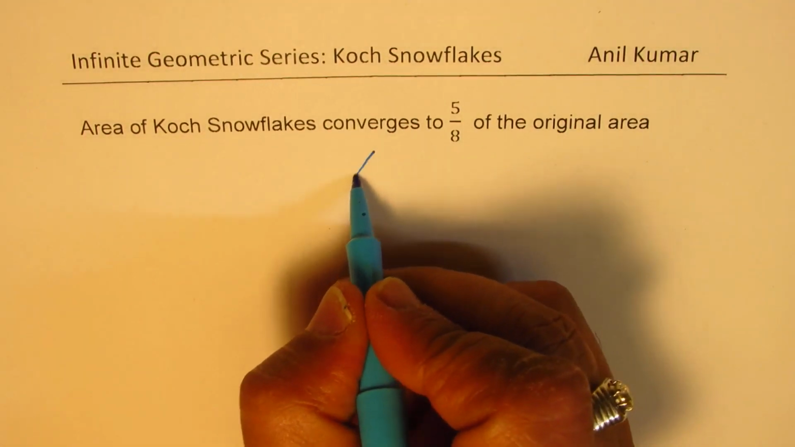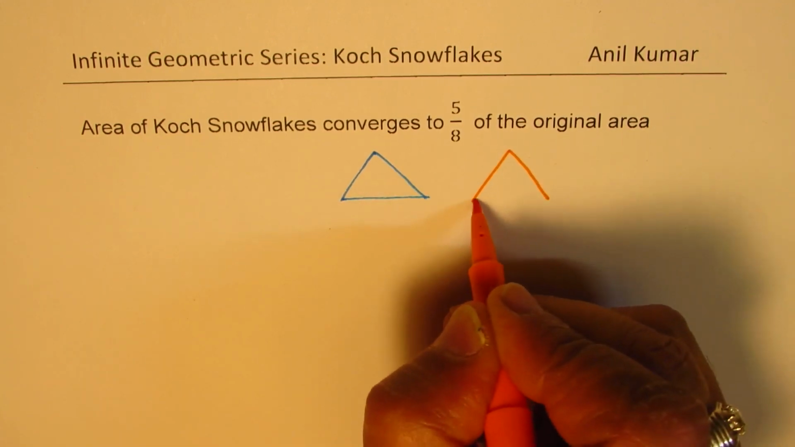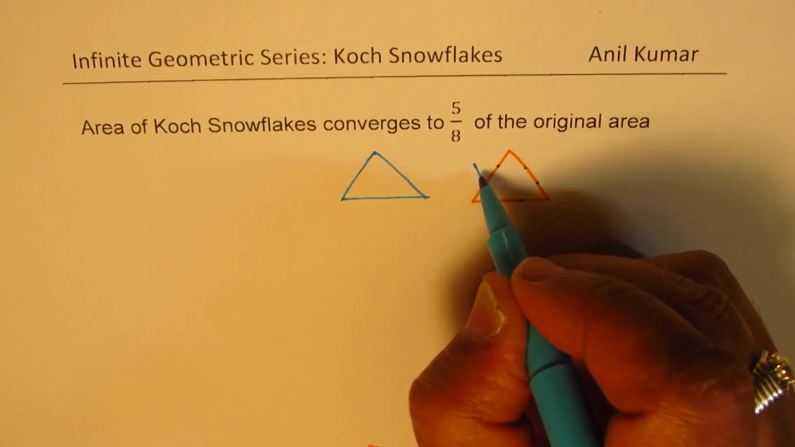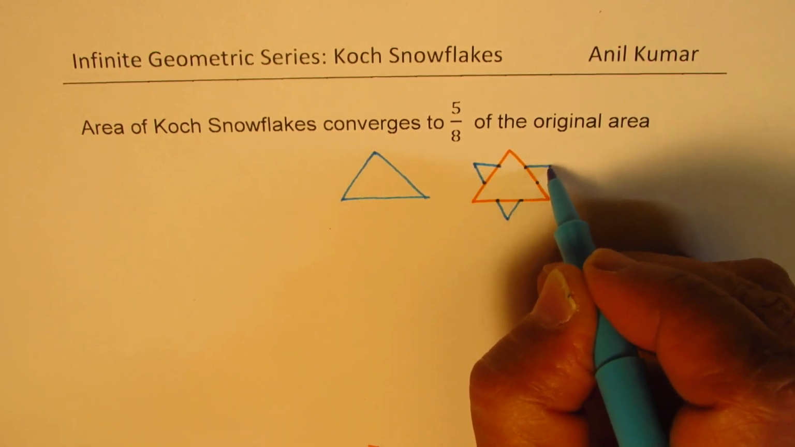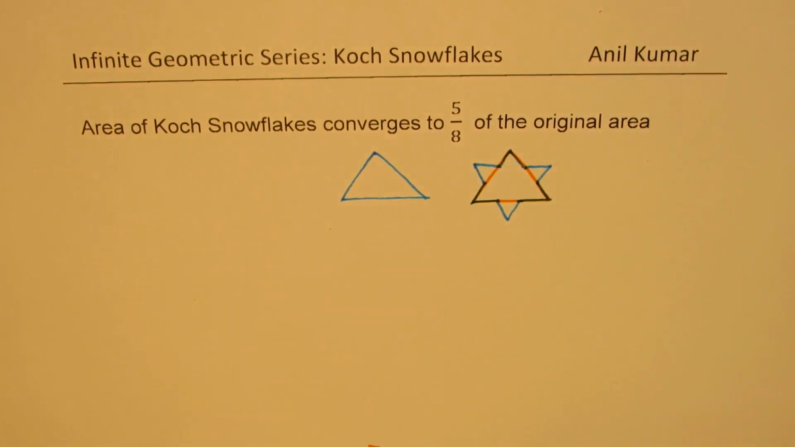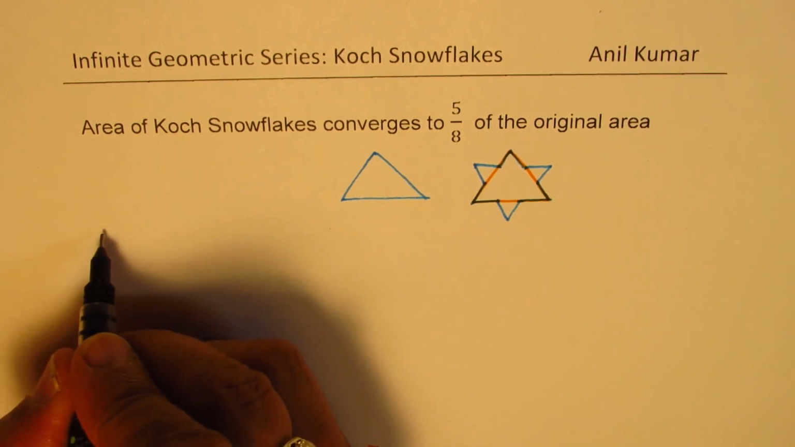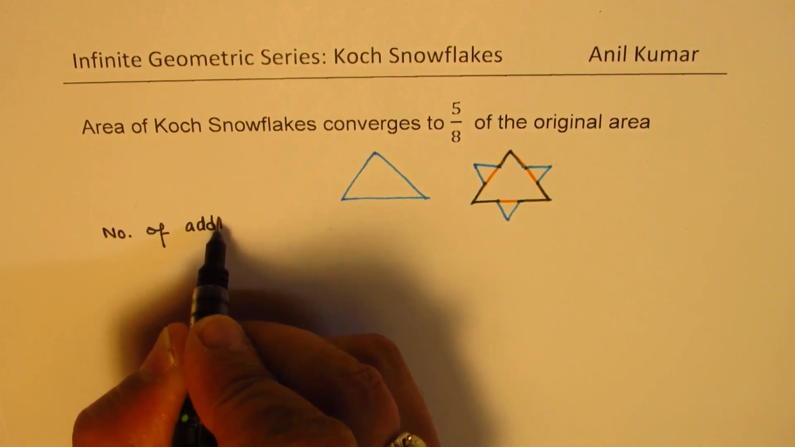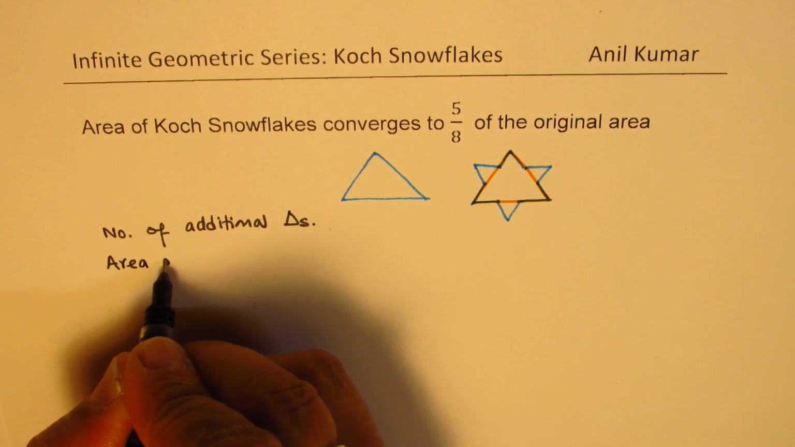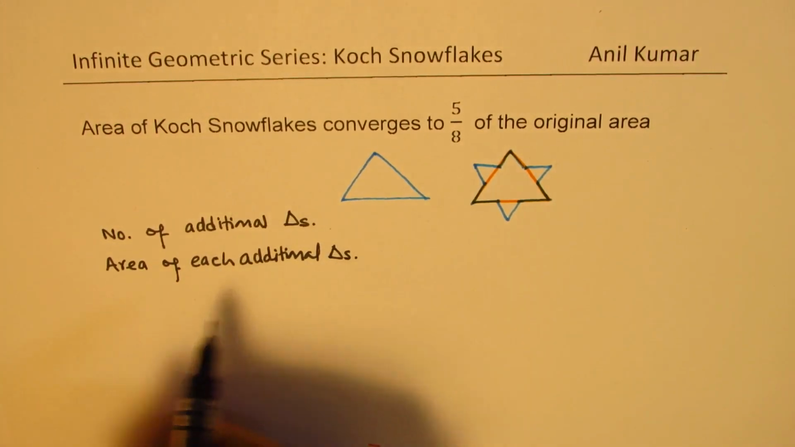Now let us once again look into our series. We begin with an equilateral triangle and we add triangles on each side, but the sides are divided in length to 1/3. Since you divide each side by 3, the area of the new triangle will be 1/9, right? So the structure you get will have more triangles but less area, correct? So we have to look into two things: first is the number of additional triangles, and second is the area of each additional triangle, and then we'll look into the total area, correct?